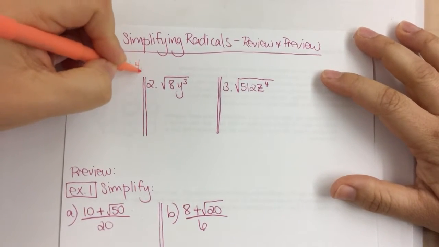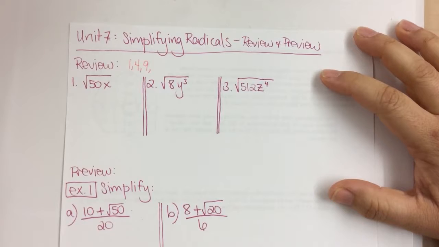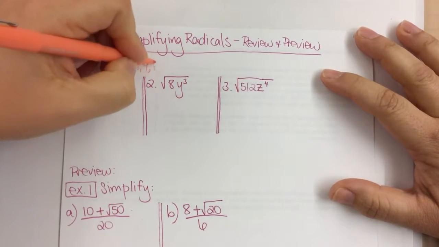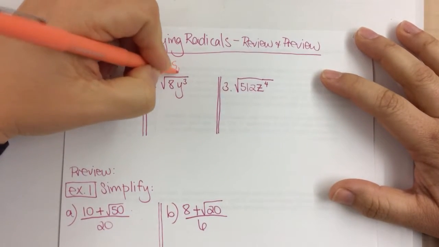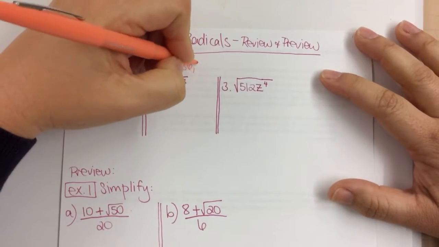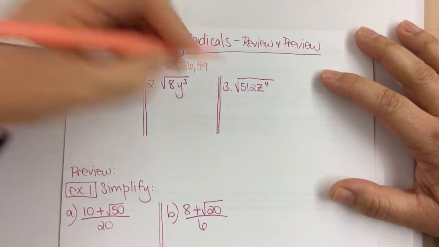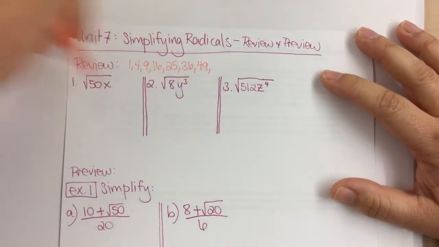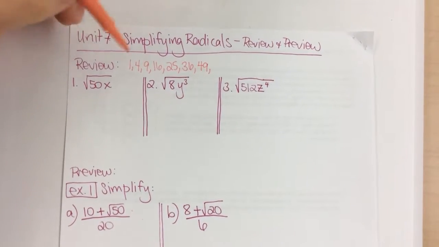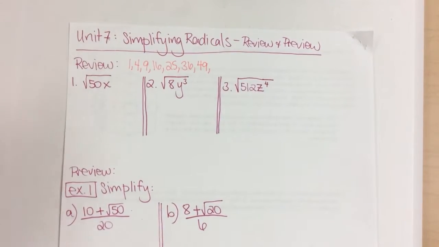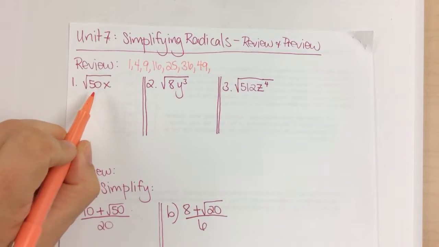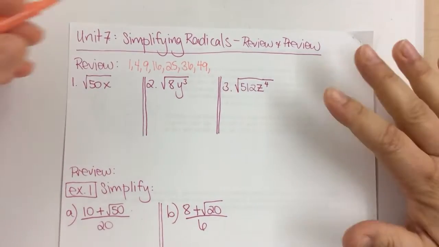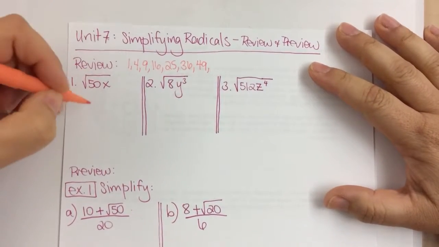So if you still need your list of perfect squares, 1 squared, 2 squared, 3 squared, 4 squared, 5 squared, 6 squared, 7 squared, and so on. If you need it to be longer, you'll figure it out as you go. But we want to know which one of these numbers goes into that number evenly. So I'm sure you all can see that 25 goes in, right?